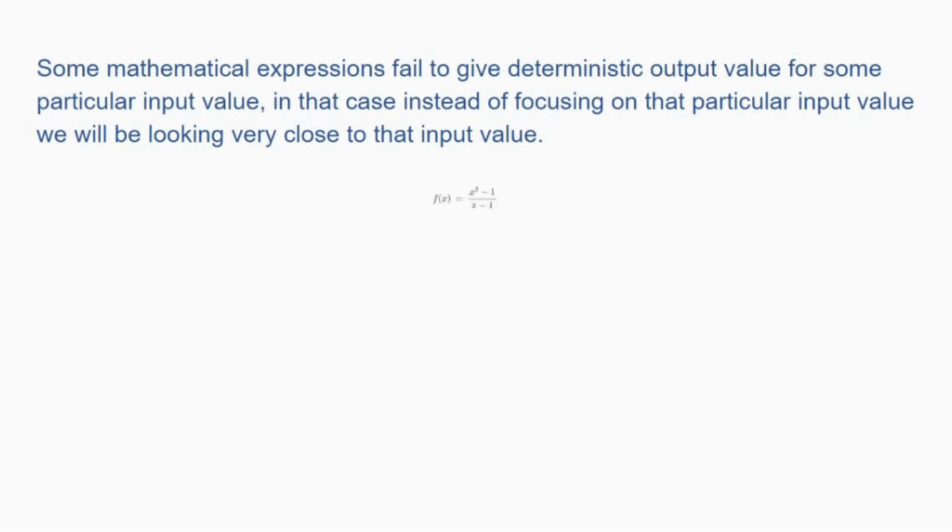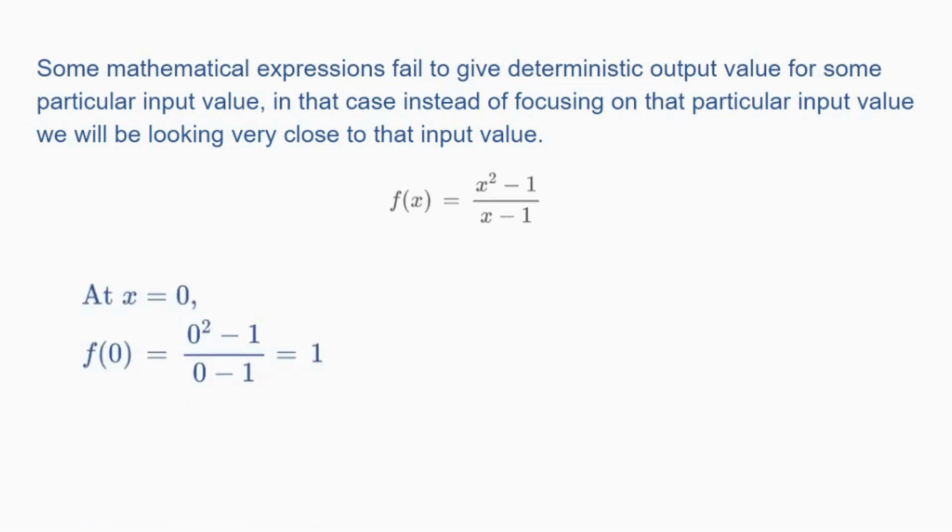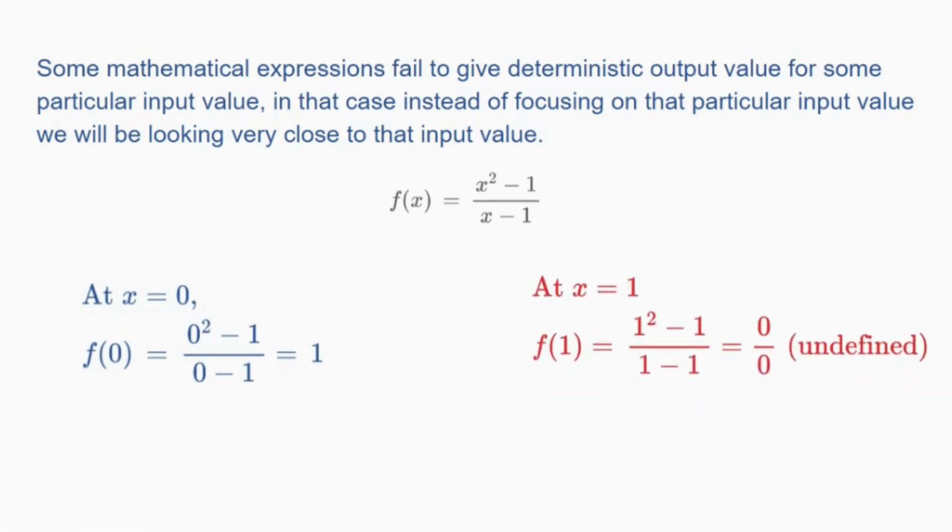Let's take an example. f of x is equal to x squared minus 1 divided by x minus 1. If you put x is equal to 0, f of 0 will be minus 1 divided by minus 1, which is 1. When we apply x is equal to 1, f of 1 is going to be 1 squared minus 1 divided by 1 minus 1, equal to 0 by 0, which is an indeterministic value, or we can say the function is undefined for that input value.